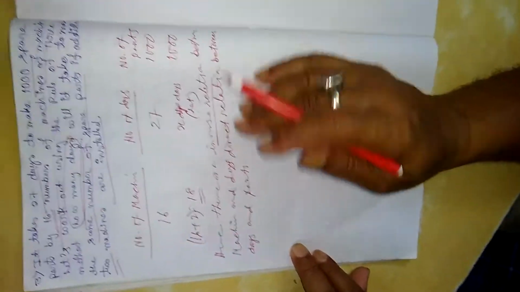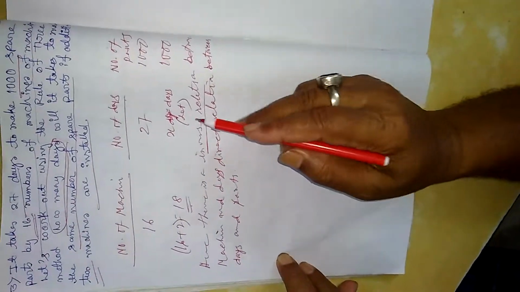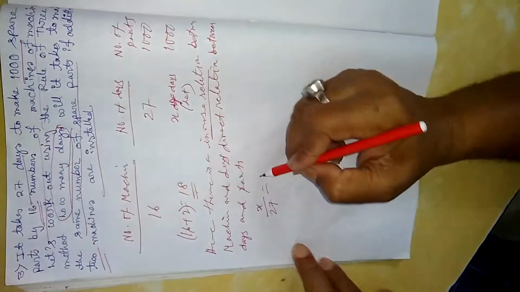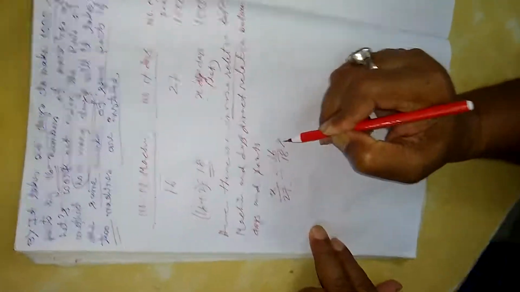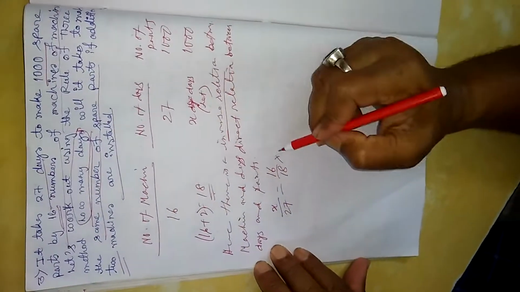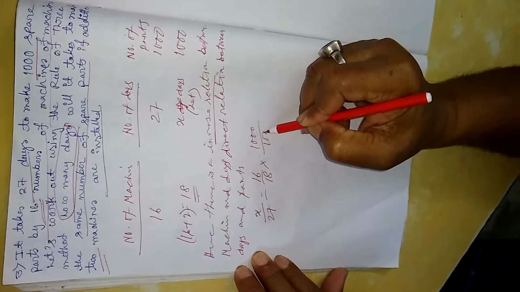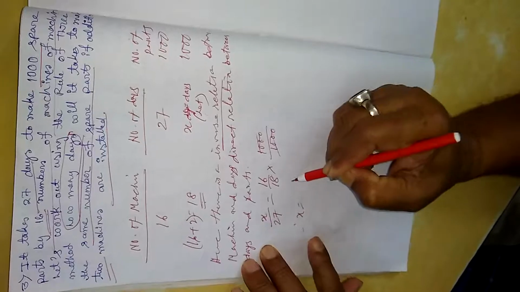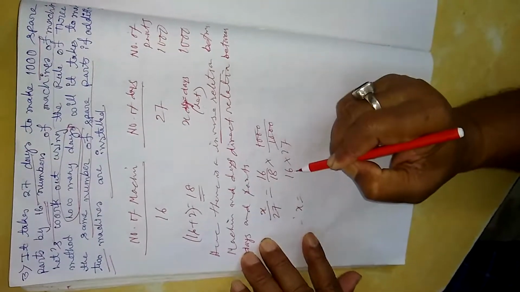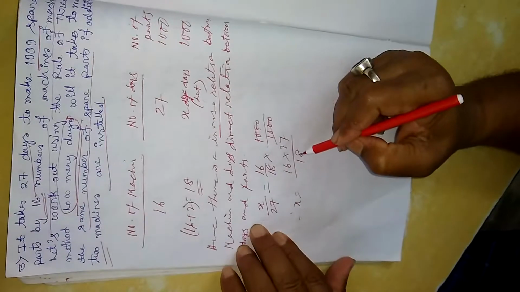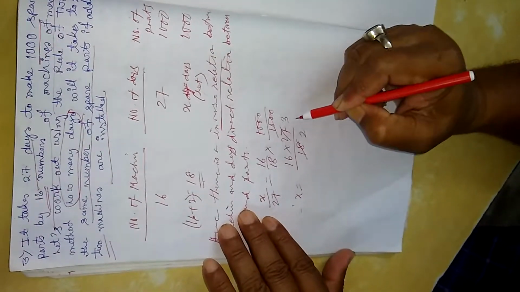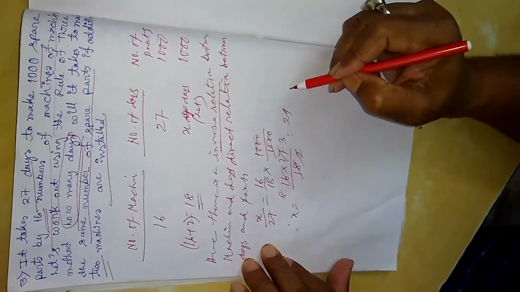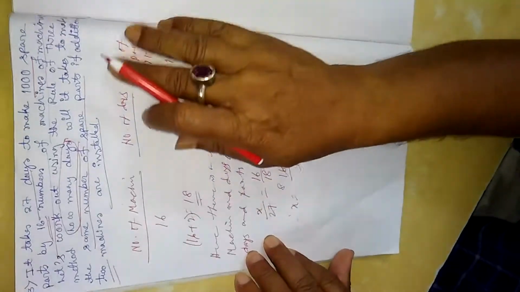Therefore, by the rule of three, you can write here. Now I am doing the sum only. X by 27 equals 16 by 18 into 1000 by 1000. Direct and inverse, the same thing, 1000 by 1000, so cut it here. So X equals 16 into 27 crosswise divided by 18. Table of 9: 2 nines are 18, so 3. That is 24 days.